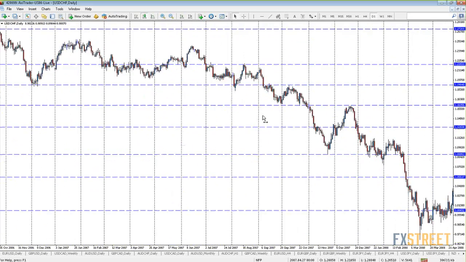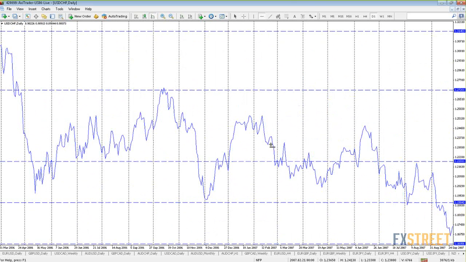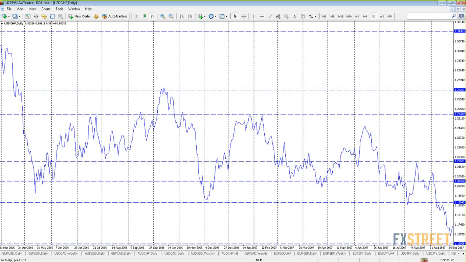See what's going on. It looks like there's probably one somewhere in here. I go to the daily. Probably going to see one about what? About there. And then I'm also going to see one up here. Probably about there.